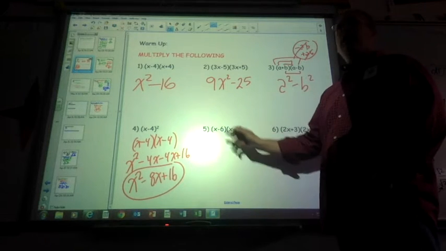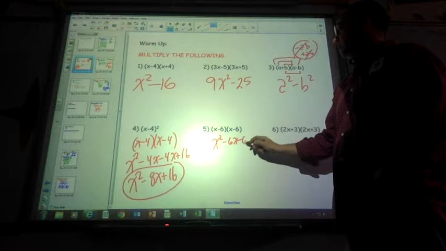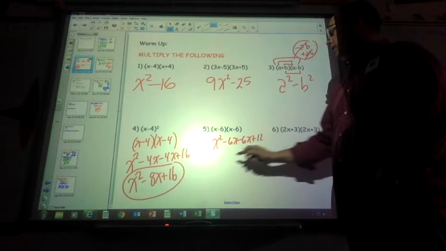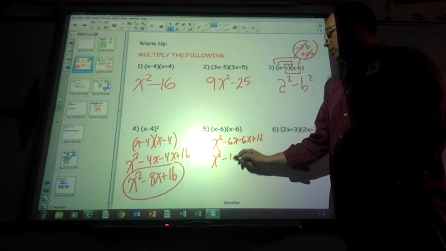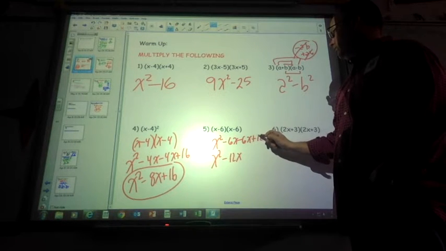Okay, this one, they're not conjugates, they're the same thing. That gives me x squared minus 6x plus 12. So I get x squared minus 12x. Oh, that should be a 36, excuse me.